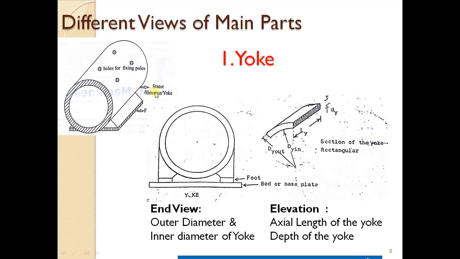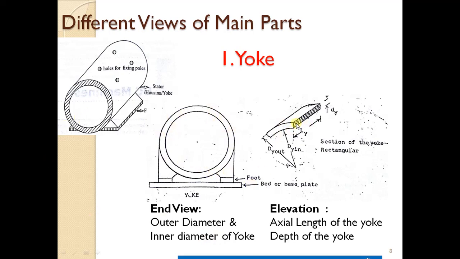And from the top you can see this portion. This is your elevation part. From here to here it is the elevation. This is your end view. So in order to draw an end view, what data do you require? You require the outer diameter and the inner diameter of the yoke to draw an end view of a yoke.